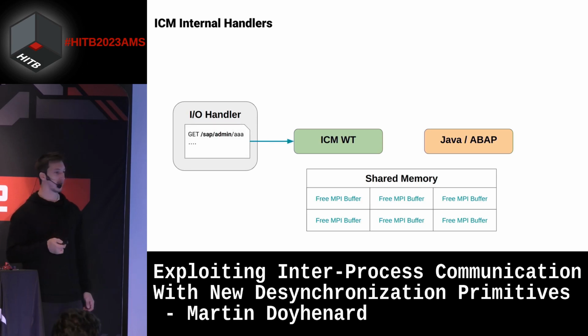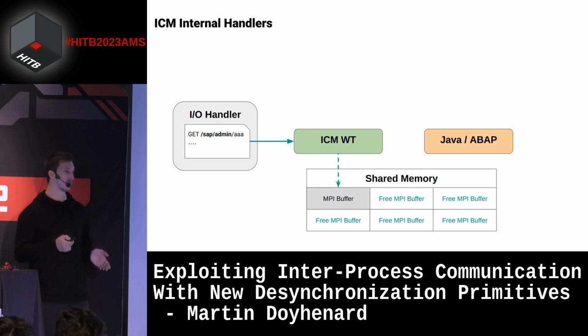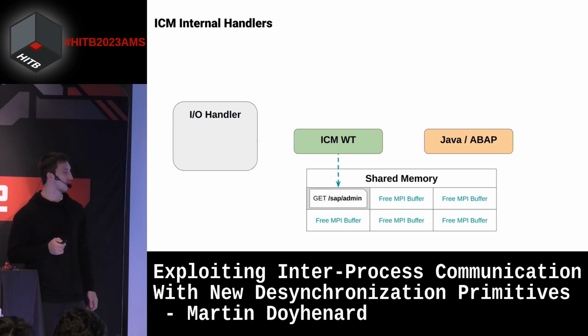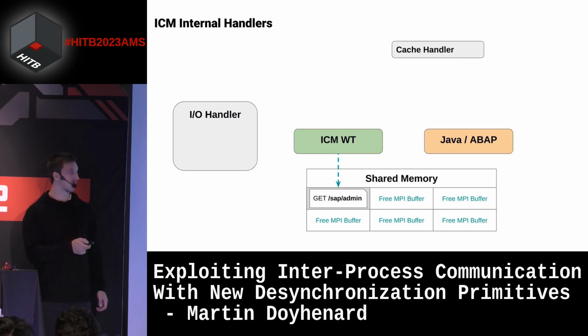So again, we see that the client sends a request to /SAP/admin. Again, the worker thread will reserve an MPI buffer. It will store the request there. And now the HTTP parser will decide which handlers should be included. First, we have the cache handler. Then we have the admin handler.